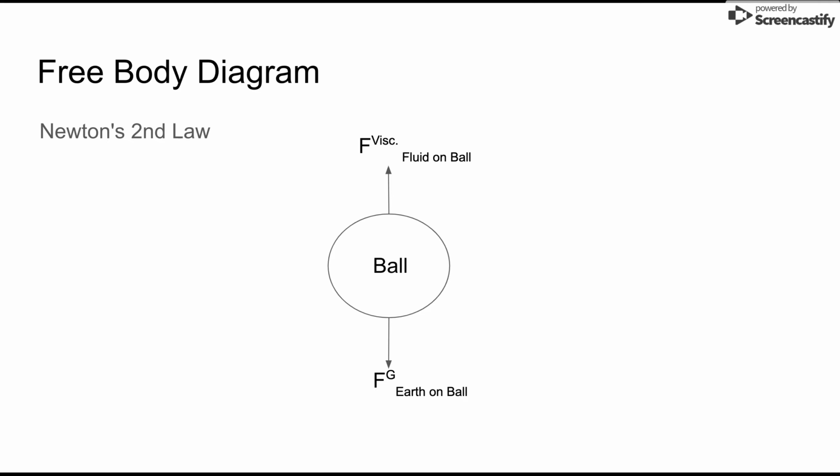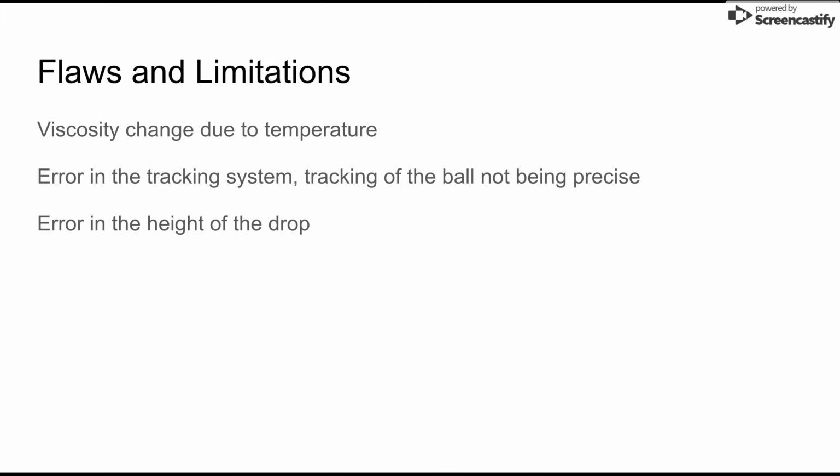So for our free body diagram, which demonstrates Newton's second law, we have the ball as our object, and then we have a force arrow representing the force of gravity from the earth on the ball pointing downwards, and another arrow pointing upwards representing the force of viscosity from the fluid on the ball. This free body diagram would represent once the ball has reached terminal velocity in the fluid, since the force of gravity is equal to the force of viscosity from the fluid on the ball.